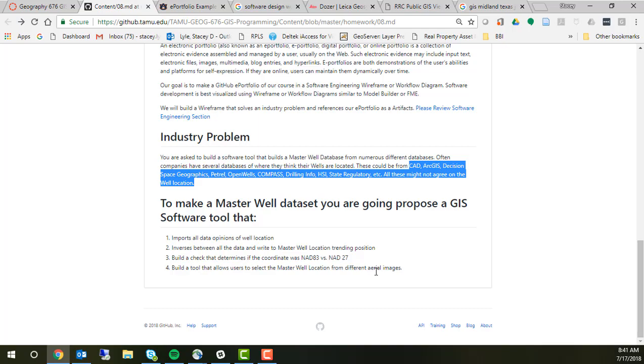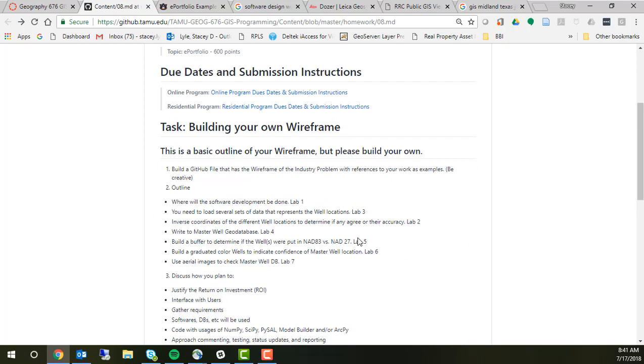So we're going to build a wireframe, which is what we talked about at the beginning of the semester, of trying to solve that problem, to illustrate that we can solve that problem and give examples from our labs that we did. So to begin with, we'll build a GitHub location, and then in our GitHub location we'll build something similar to what we have right here so we can look at it.